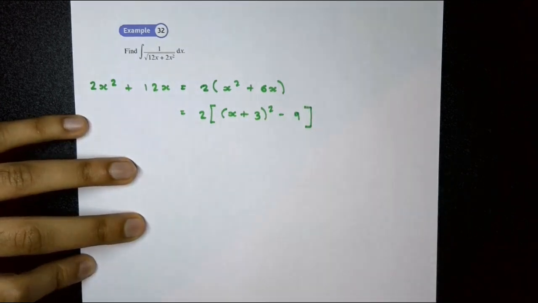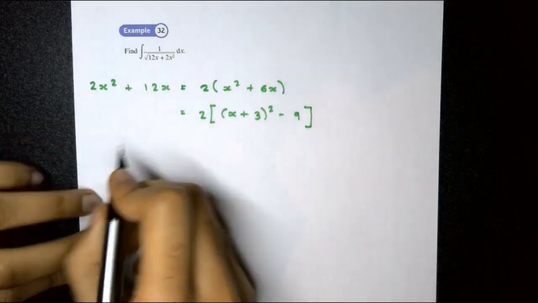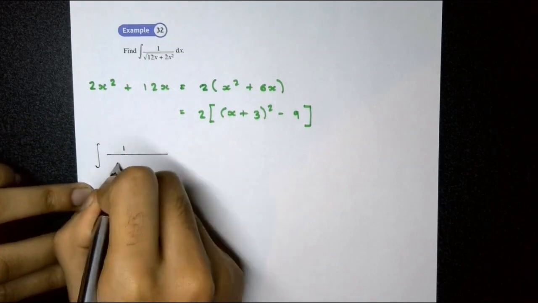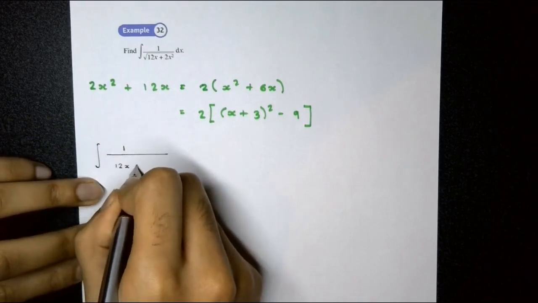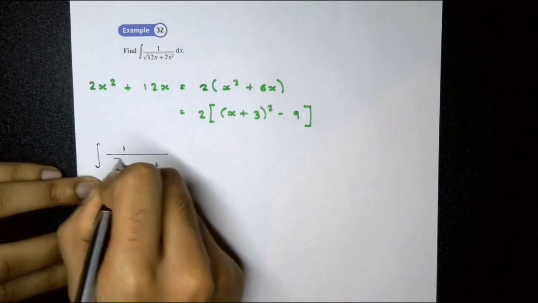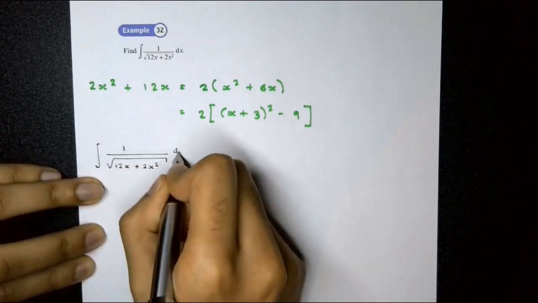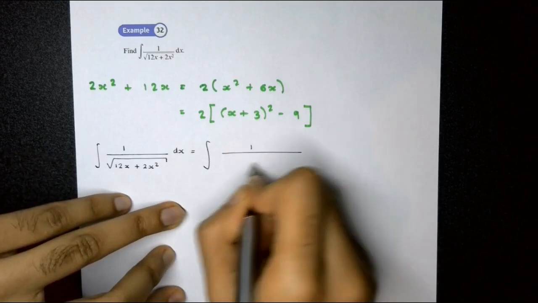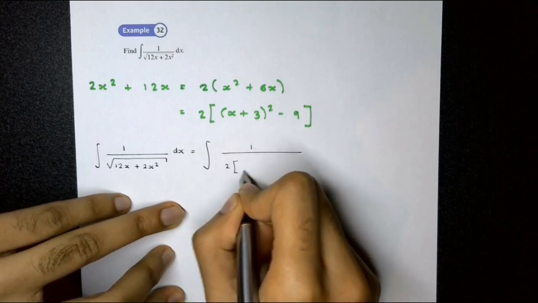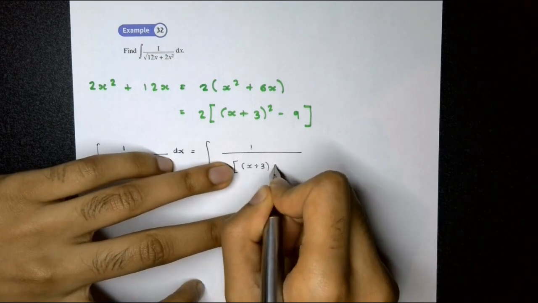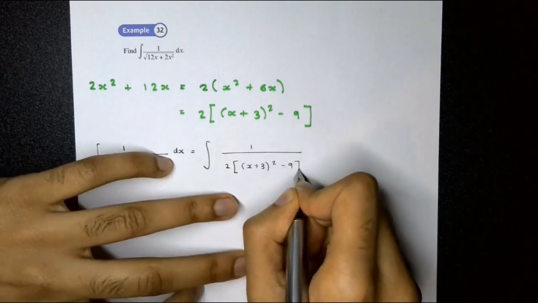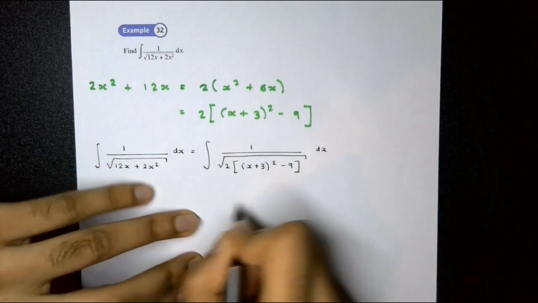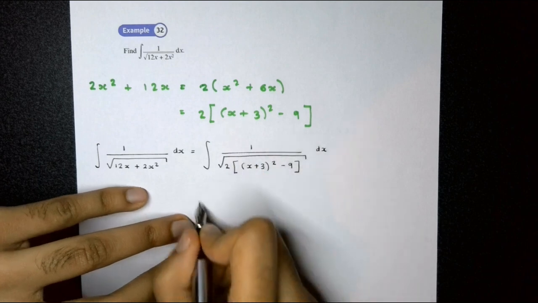So with that, we can rewrite this integral over here. We've got the integral of 1 over the square root of 12x plus 2x squared dx. So this is equal to 1 over the square root of 2 lots of (x plus 3 all squared minus 9) dx. And what we can now do is take out the 1 over root 2.